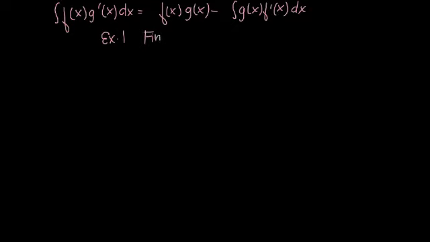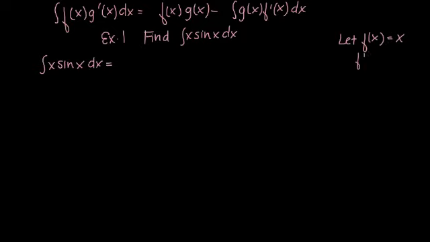Here's the formula for integration by parts, which we derived earlier. We're going to use it to solve the following example, to find the integral of x sine x dx. I'm going to write the problem again. And for this example, we'll let f of x equal x, which would mean f prime of x equals 1. G prime of x will equal sine x, which means g of x equals negative cosine x, which is just a general antiderivative.